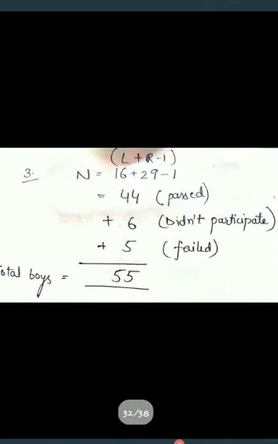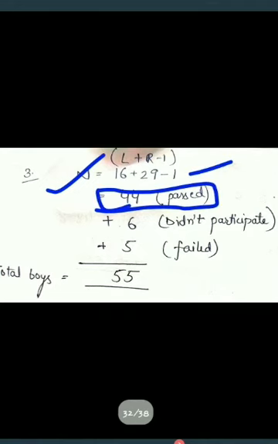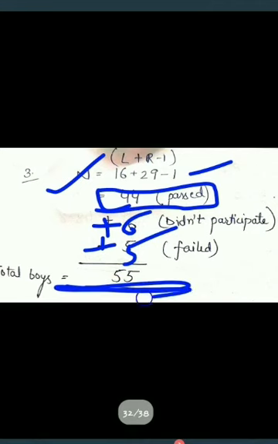So firstly value of N will be 16 plus 29 minus 1, that is 44. Now 44 are the total number of boys who passed the examination, plus 6 boys we have who did not participate, plus 5 boys we have who failed. So how many total boys are there? Yes, passed boys plus failed boys plus the boys who did not participate, that is 44 plus 6 plus 5, that is 55 boys are there.